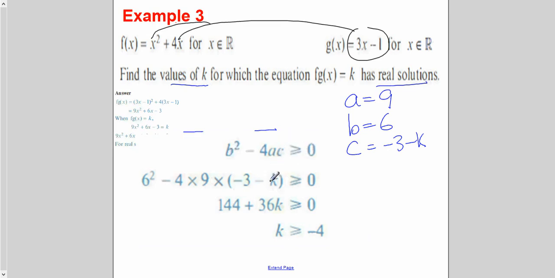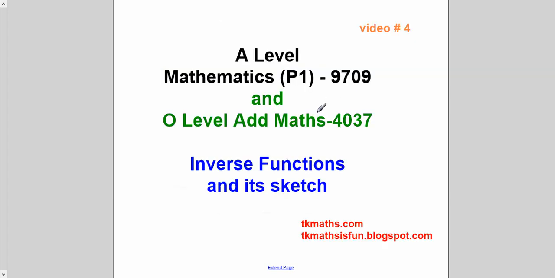Plug in the values of a, b, c. Solve this inequality, and you get k greater than or equal to minus 4. So the values of k are greater than or equal to minus 4. If you plug in, you will get real solution. So with this, I end this concept of composite function.